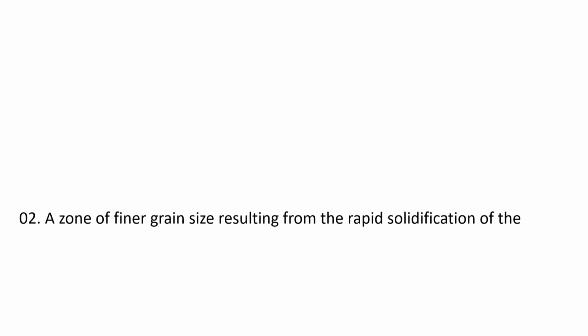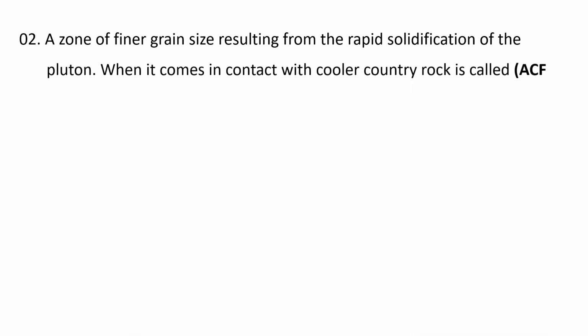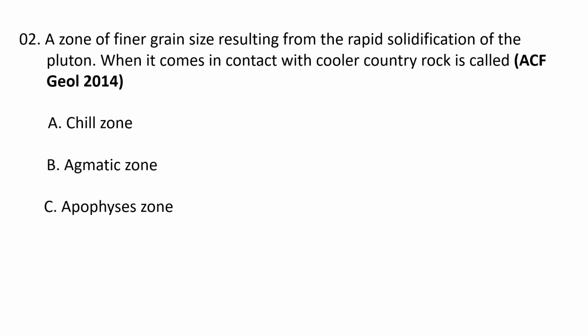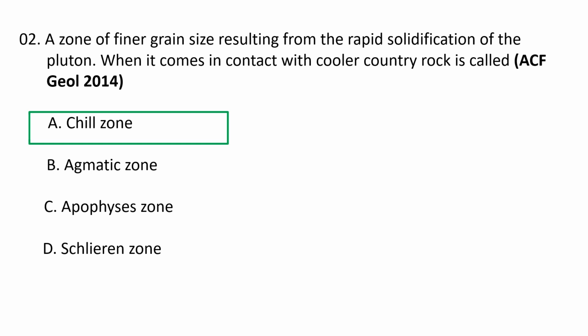Next question. A zone of finer grain size resulting from the rapid solidification of the pluton when it comes in contact with the cooler country rock is called: A. Chill zone, B. Egmatic zone, C. Apophysis zone, D. Schillerin zone. The correct option is chill zone. In intrusive rock, the areas adjacent to the contacts with the country rocks are known as chill zones. These are finer grained rocks, which indicate the magma solidified more quickly. A is the correct option.